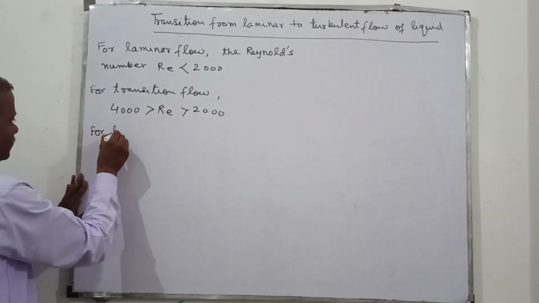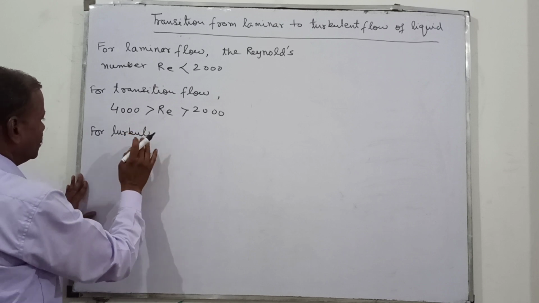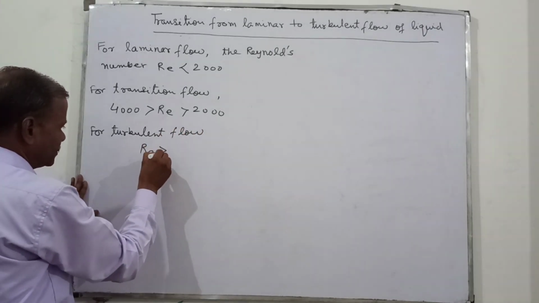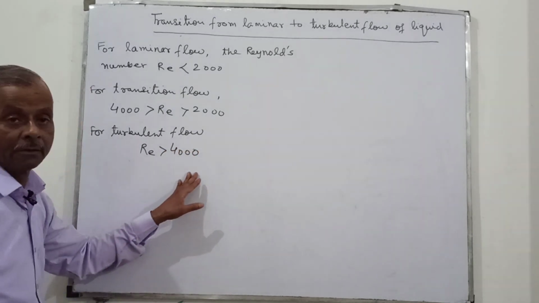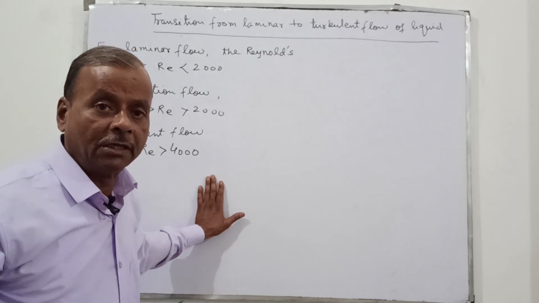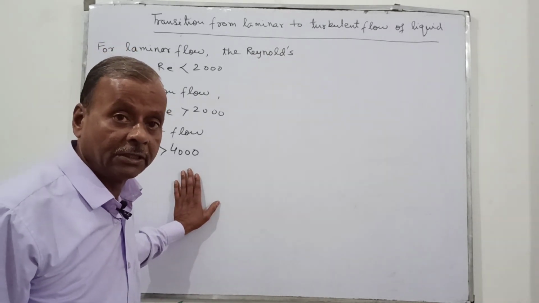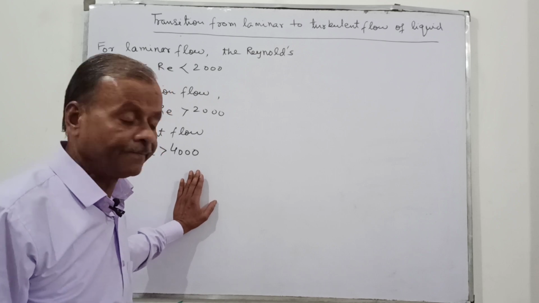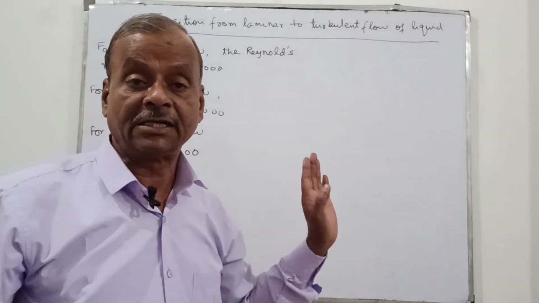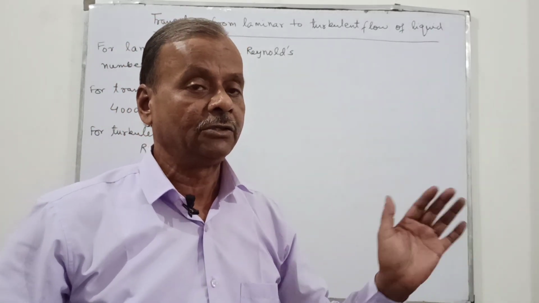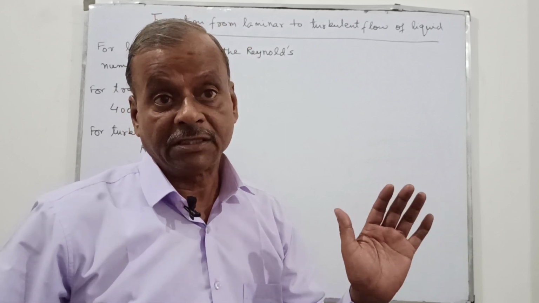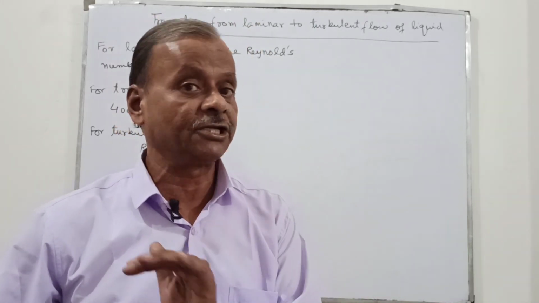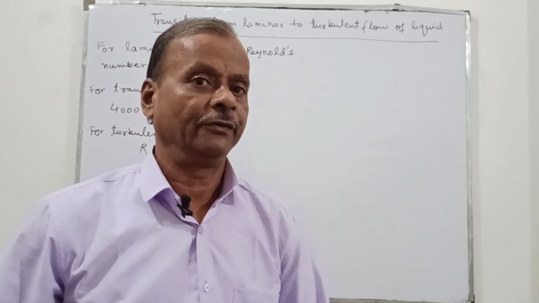For turbulent flow, the Reynolds number is greater than 4000. This is the data we have taken from recent studies, that when this happens there is the laminar flow, the transition flow and the turbulent flow. As I told you earlier, the transition flow is the mixture of the laminar flow and the turbulent flow. So generally when the flow changes from laminar to turbulent, first it is converted into the transition flow and then from transition it goes to turbulent flow.